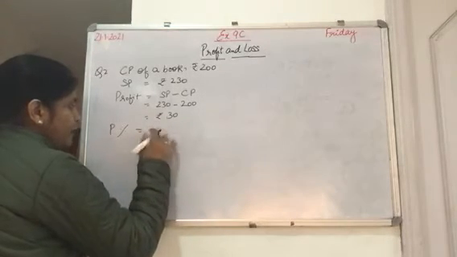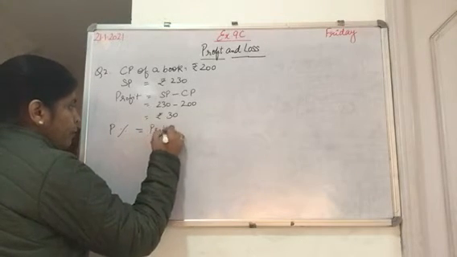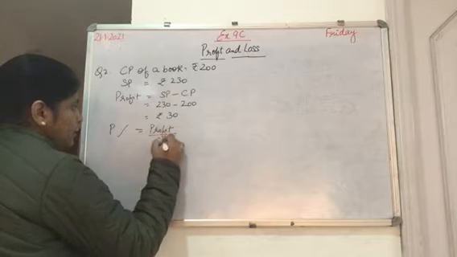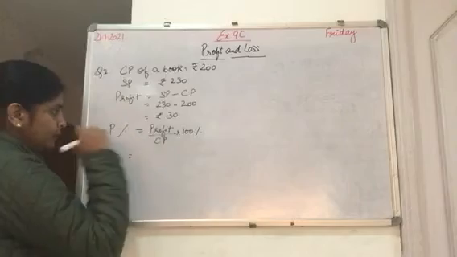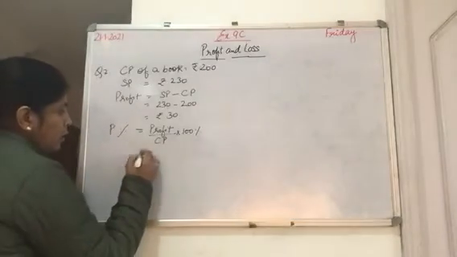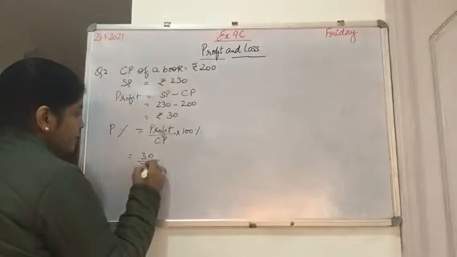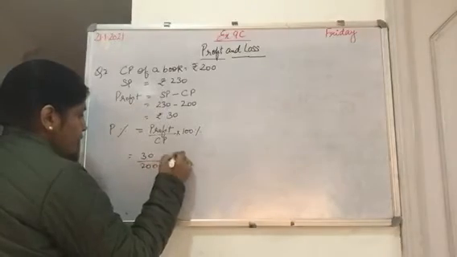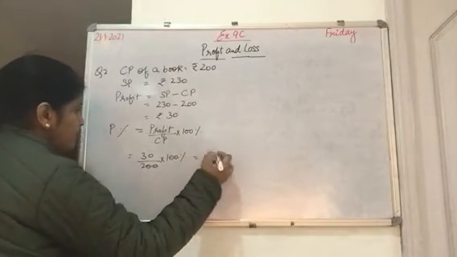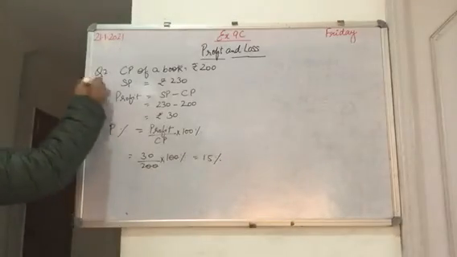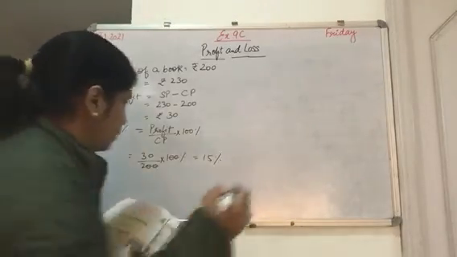Now you have to find out profit percent, for which the formula says profit upon CP into 100%. So profit is 30, cost price is 200, into 100. So 15% is the answer. This is A part. Now I will do D part.